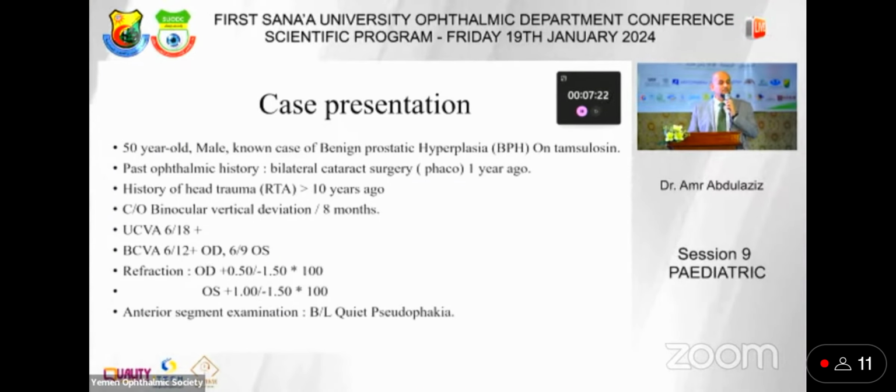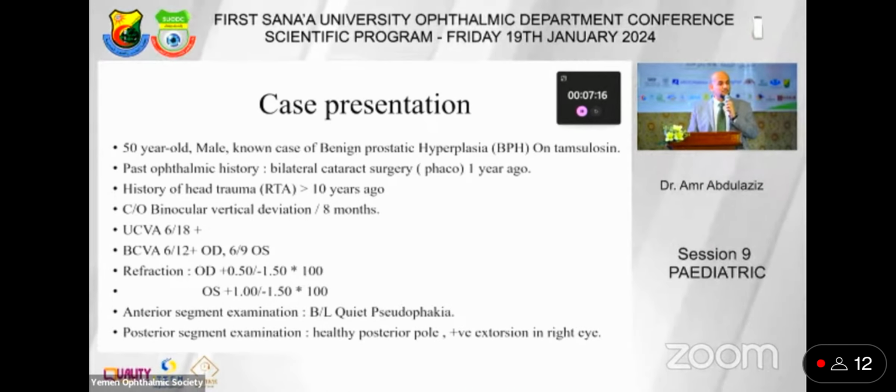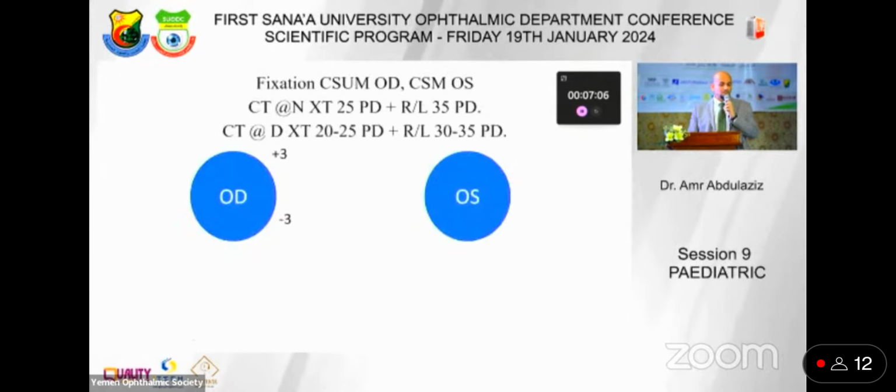Anterior segment examination: bilateral quiet pseudophakia, IOL in place. Posterior segment examination healthy, with right fundus extorsion, which is one of the confirming signs that the patient has right superior oblique palsy. So this is the motility examination. The patient has unmaintained fixation in the right eye.